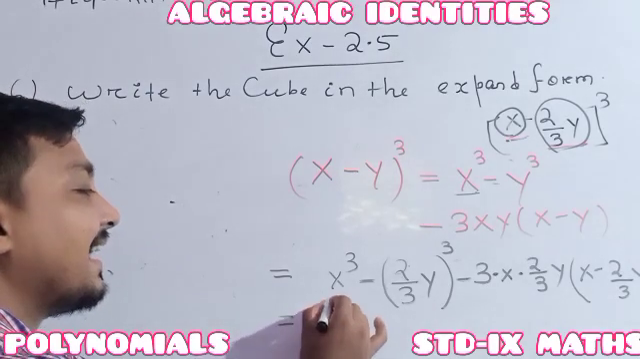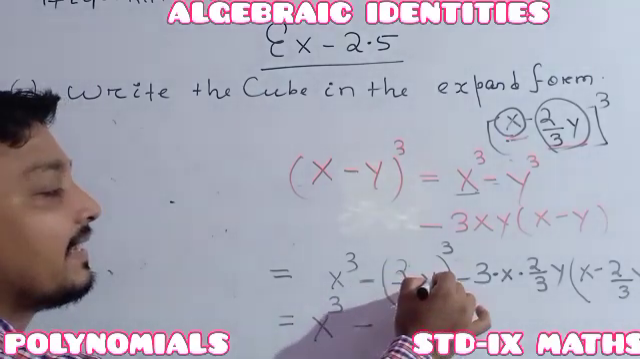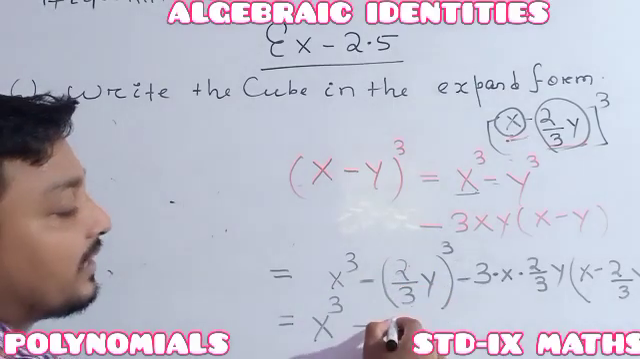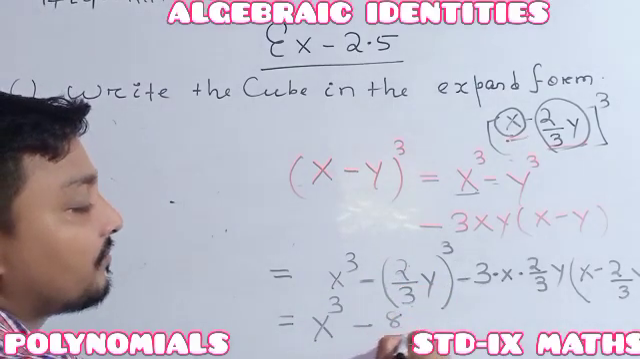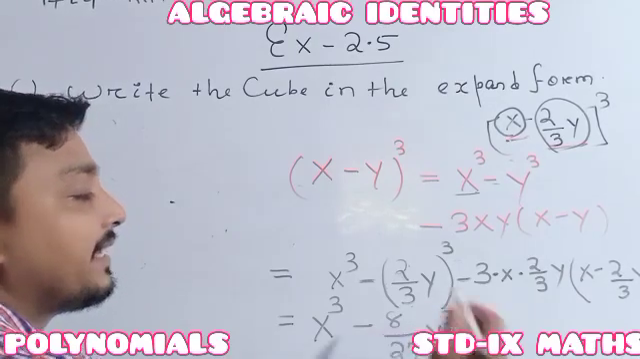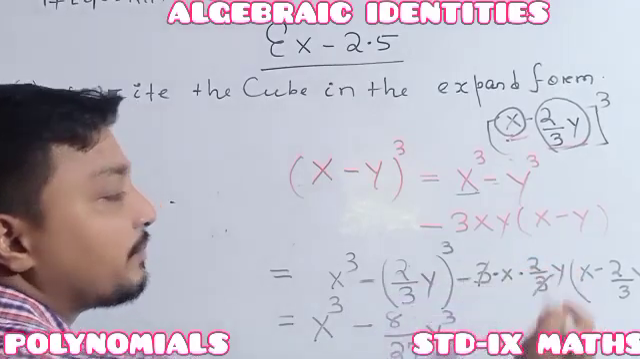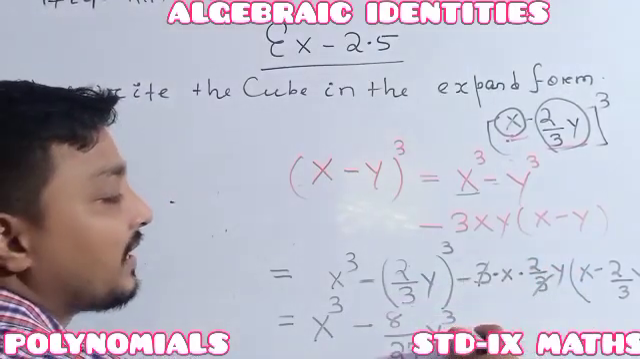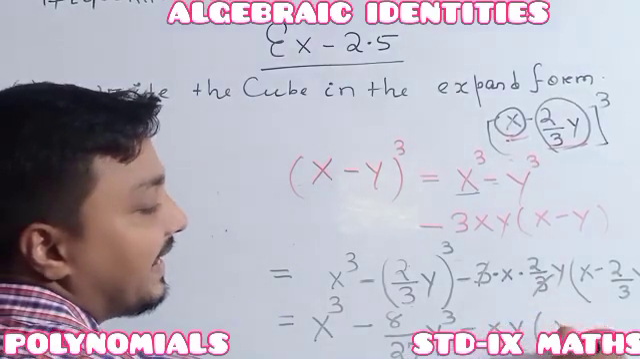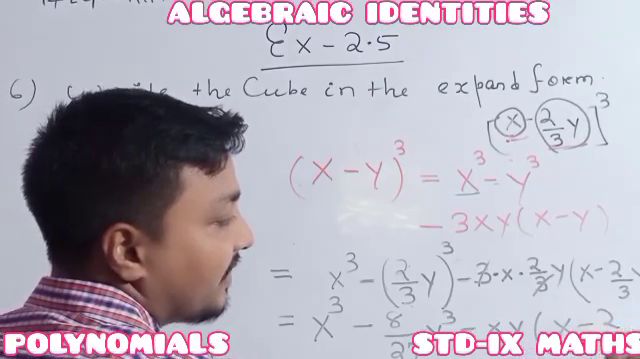Here it is x cube minus 2 by 3 y to the power 3. It means 2 by 3 cube. 2 by 3 cube means 8 by 27, whole into y cube. Here, see, these three can be cancelled. So it becomes minus x y within the bracket x minus 2 by 3 y.